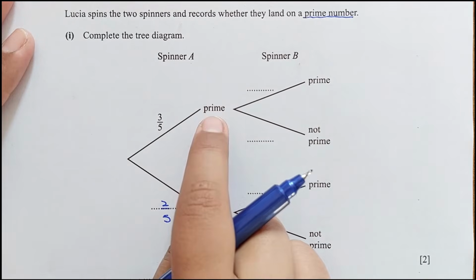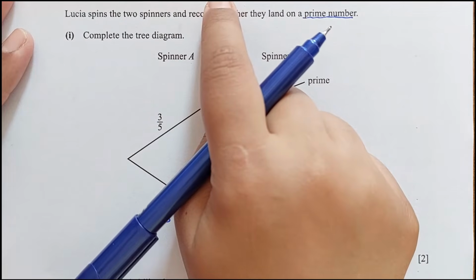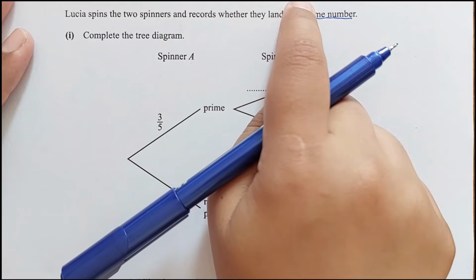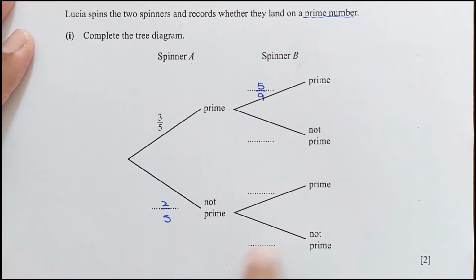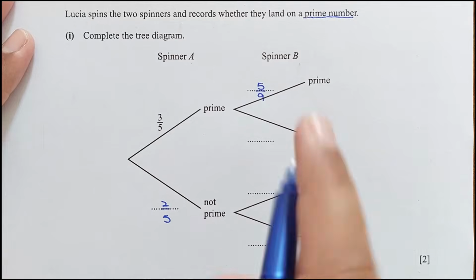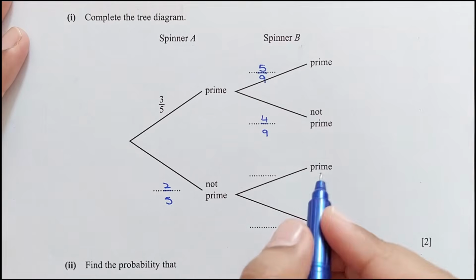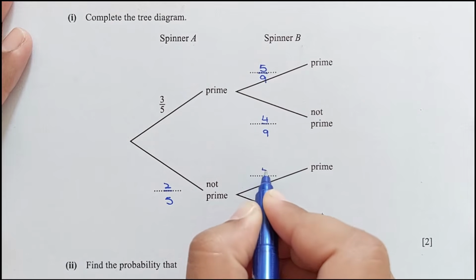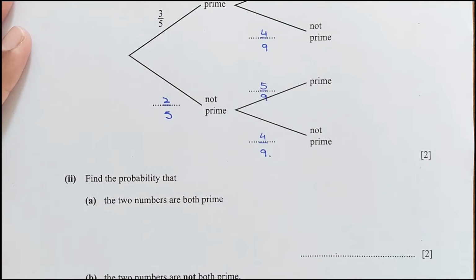For spinner B, prime to prime. Alright, so for spinner B, how many are prime? 1, 2, 3, 4, 5. 5 numbers are prime out of 9 because it is 9-sided. Not prime: the rest of the 4 numbers are not prime out of 9. And then again prime is 5 out of 9, and not prime is 4 out of 9.